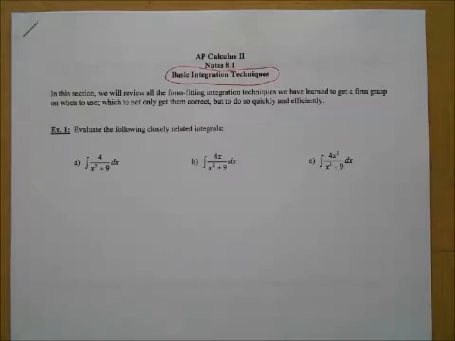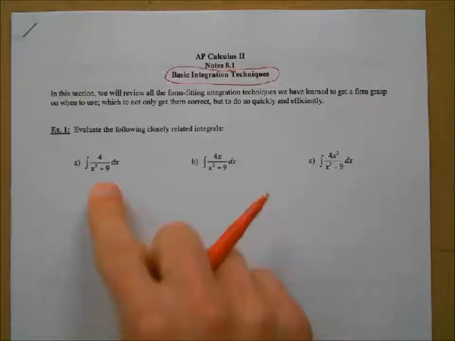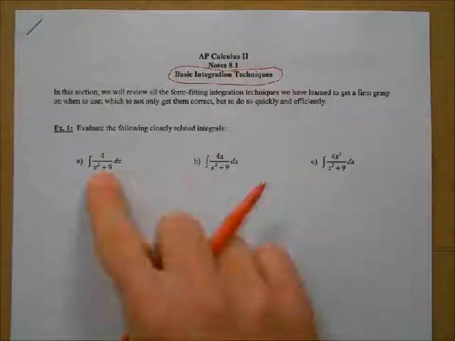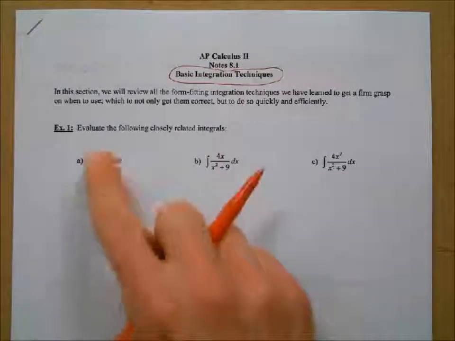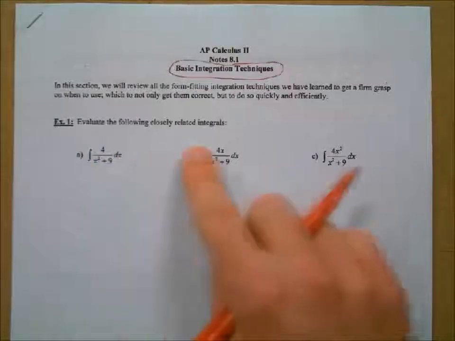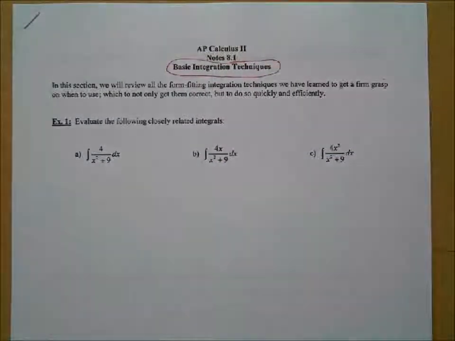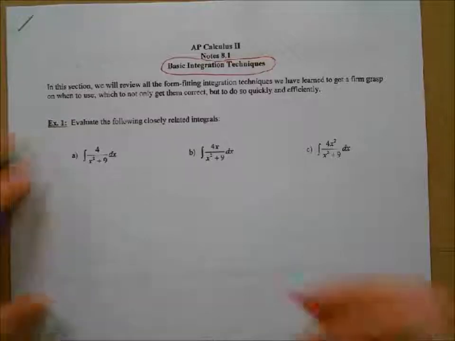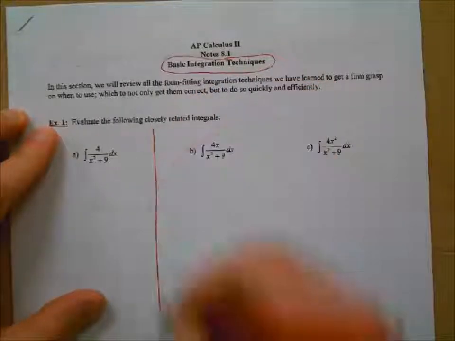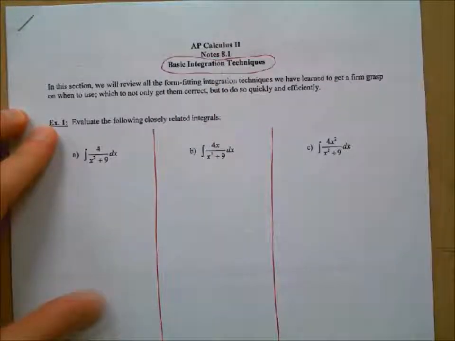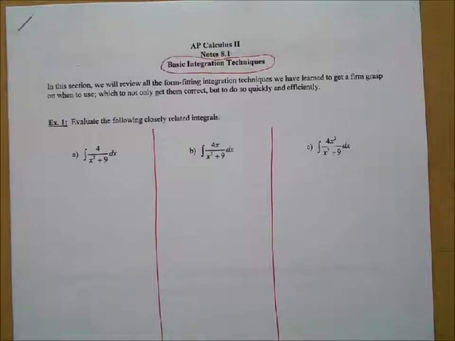We're going to look here at three closely related integrals. You'll notice they look very similar to one another. They all have x squared plus 9 in the denominator, and this first one just has a 4. This one has a 4x, and this one has a 4x squared. And as we go about integrating these, we're going to end up with significantly different solutions, even though we start with something that looks very similar. They just all differ by a power of x in their numerator.